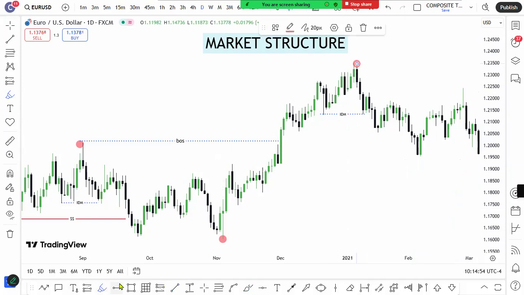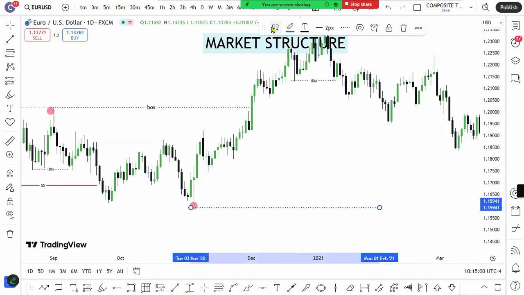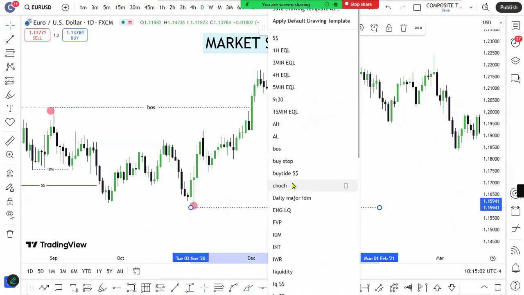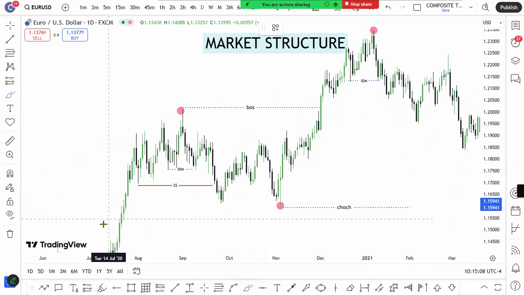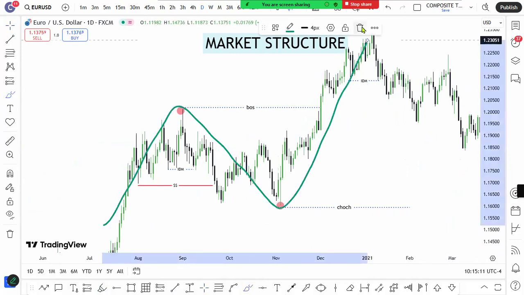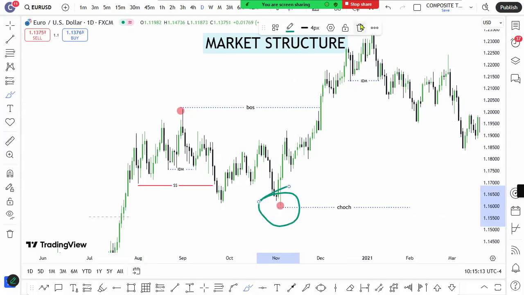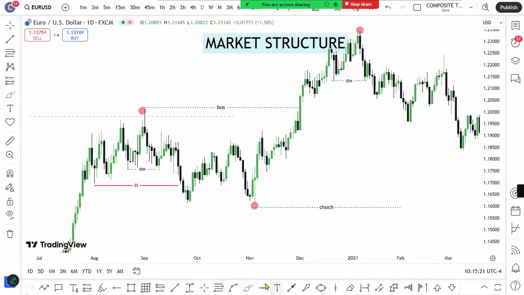But one thing that we have is the rule that the price should not violate this low, because this is a protected low, that if it gets taken out, we get what we call a change of character, because this is a low that has pushed the price away. Look at this, price came to this low and went away. So if price takes out this low, then this means that we have a change of character here. So let's see what happened.